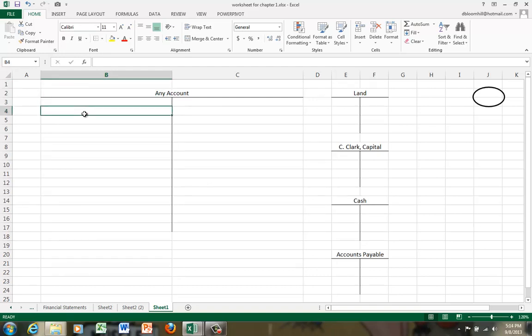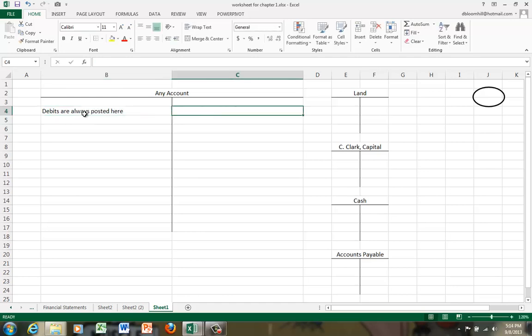Debits always get posted to the left side of the T. So basically, if it's on the left side of the journal entry, it goes to the left side of the T. Again, it doesn't matter whether it's an asset, liability, equity, revenue, or expense. But if the general journal says to debit an account, that amount goes on the left side of the account's T. Now, on the other side, all credits get posted to the right side of our T.